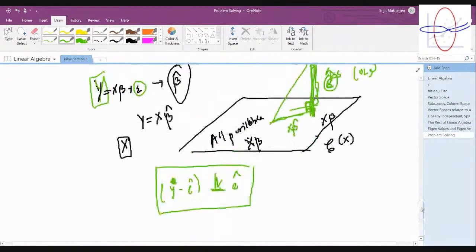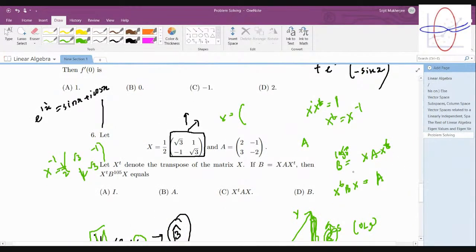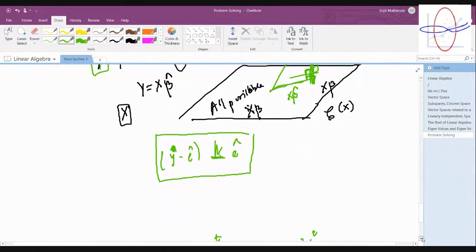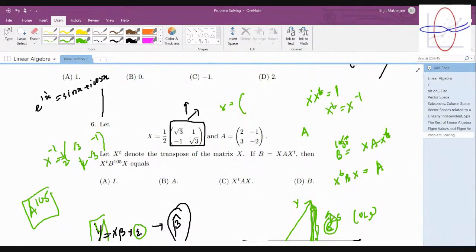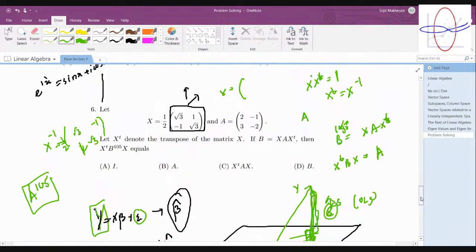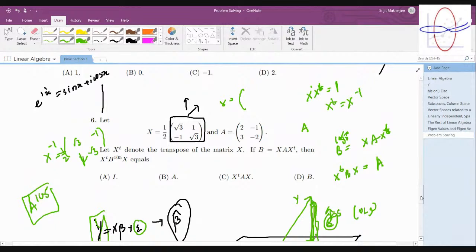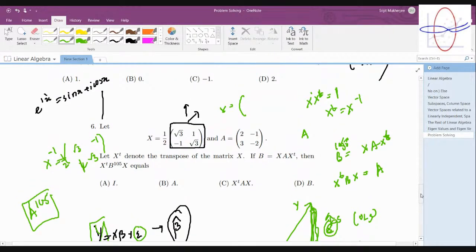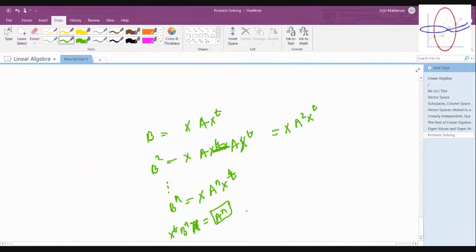So the main observation is that this is an orthogonal matrix, which is why it turned into a rotation matrix. Therefore you just compute A to the power 105 now. If B equals X A X inverse, then A and B become similar matrices. Since X is orthogonal, X transpose will be X inverse. So B equals X A X inverse means B and A are similar matrices, and then their eigenvalues and everything will be the same. So computing B to the power 105 is the same as computing A to the power 105. That's what you prove here.